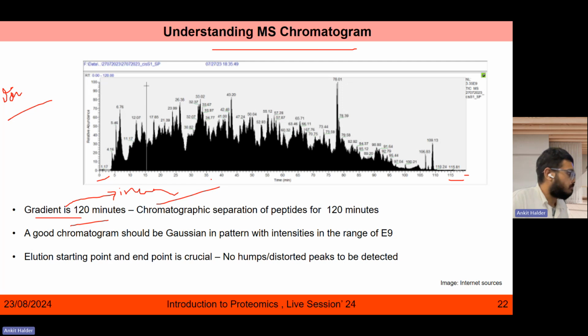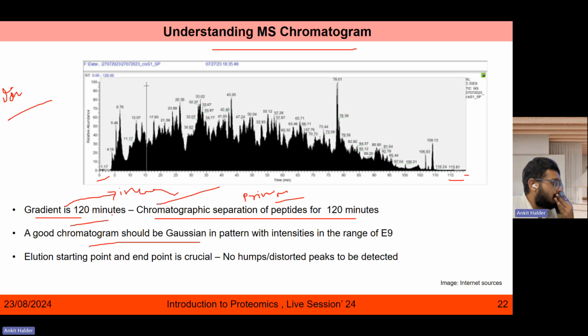from your column, and then ionization is performed using the principle of ESI, as we have discussed, by forming solvent droplet ions. As it moves along, the chromatographic separation of the peptides will keep on happening for 120 minutes. A good chromatogram should have a Gaussian pattern, and the intensity is in the range of E9.